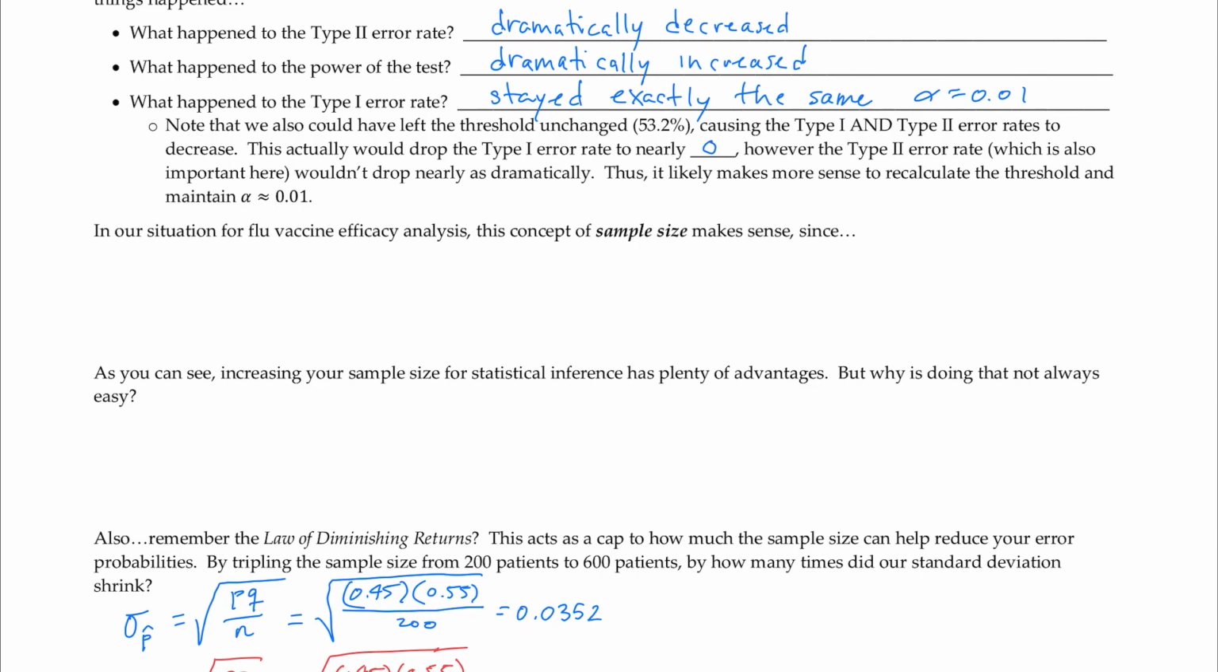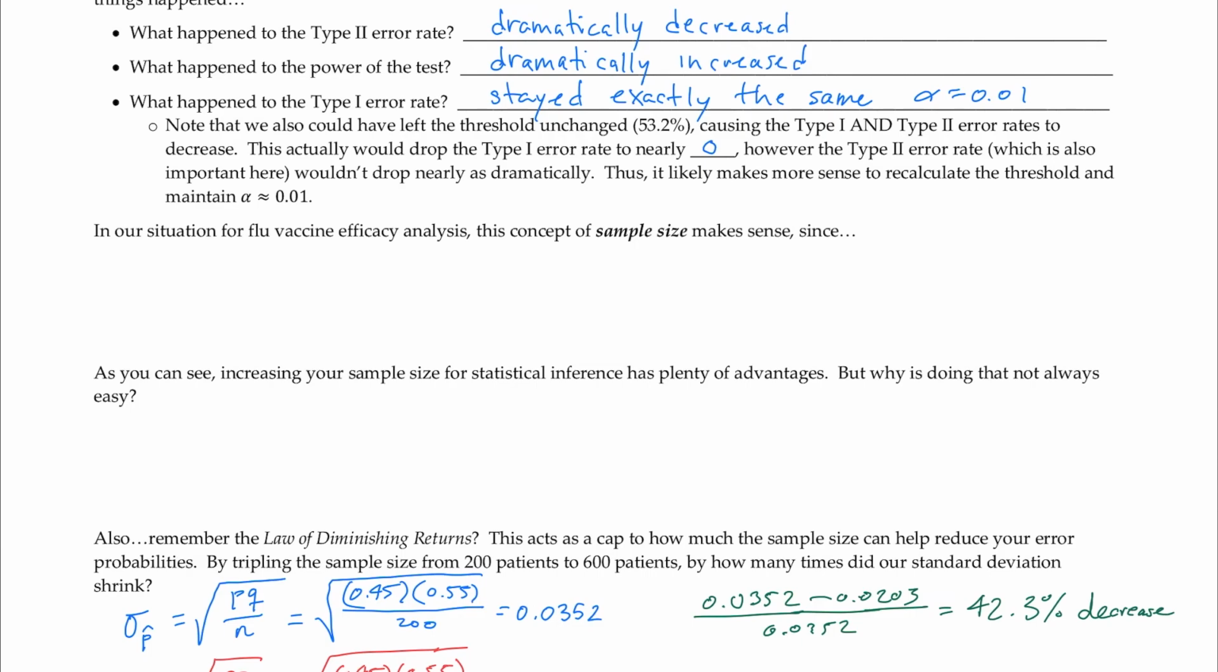So if we do the math here and try to figure out what it ended up decreasing by, well, you ready for it? 0.0352 minus 0.0203, over 0.0352. What percent decrease is that? That is a 42.3% decrease. So not even half. It didn't even decrease by half in this case.